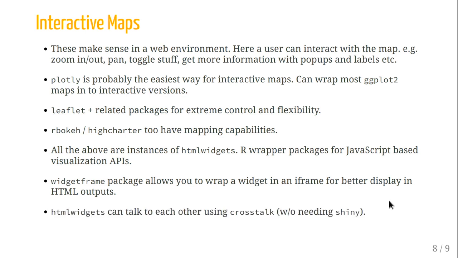And HTML widgets now have the ability to talk with each other. Earlier, they used to be isolated instances, so you could have a graph and a bar chart which have no way of interacting with each other. Crosstalk now allows you to have bidirectional communication between these widgets. So you can select stuff in one chart and it will automatically update on another chart, or you can select stuff in a map and it will automatically update the corresponding, say, bar chart visualization that is based off that. So that's what Crosstalk is.